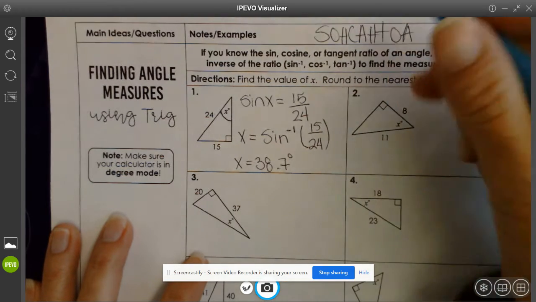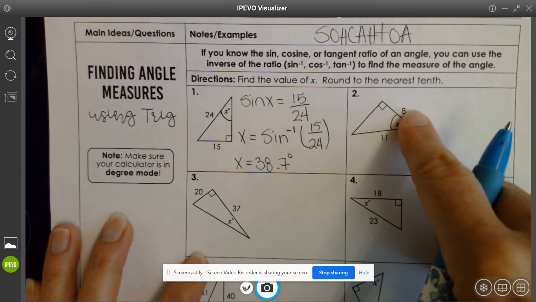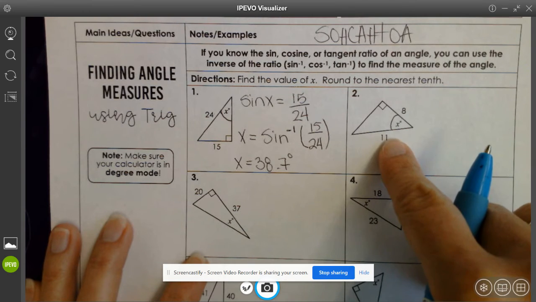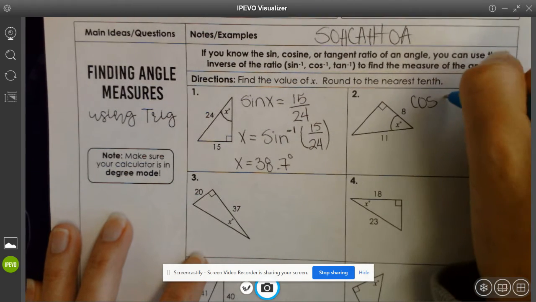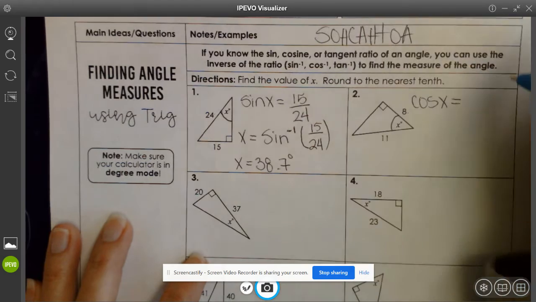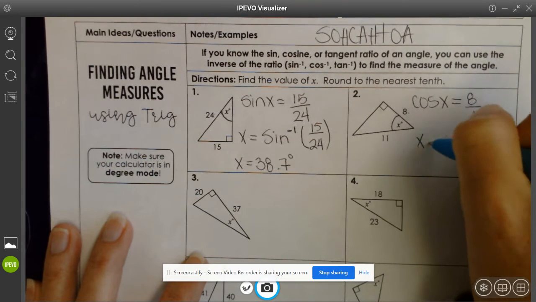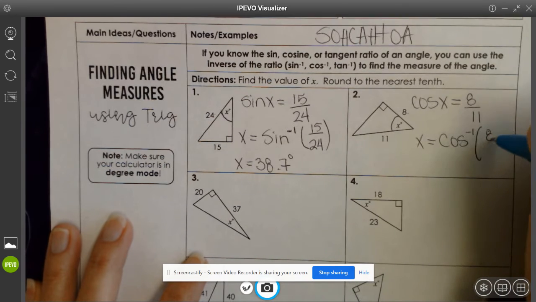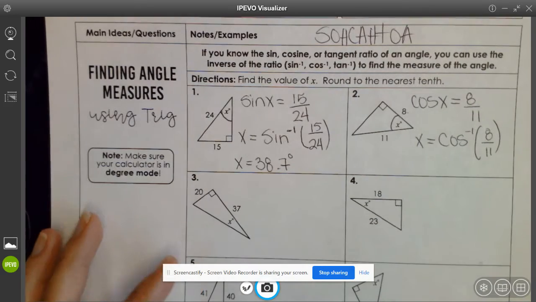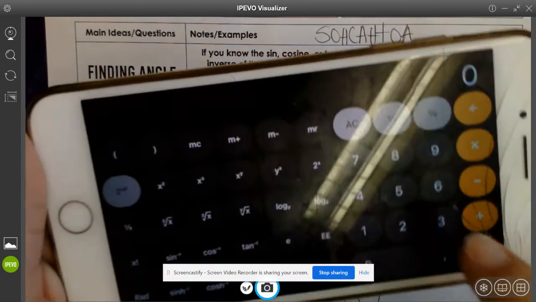All right, let's do this one. So what do we have here? Do we have the opposite side? No, we don't. We have the adjacent side over the hypotenuse. That sounds like it's cosine. So it's cosine of the angle we don't know. It's adjacent over hypotenuse. Well, that is the same thing as this, right? And we put it in the calculator the same way. Let's find what 8 over 11 is.